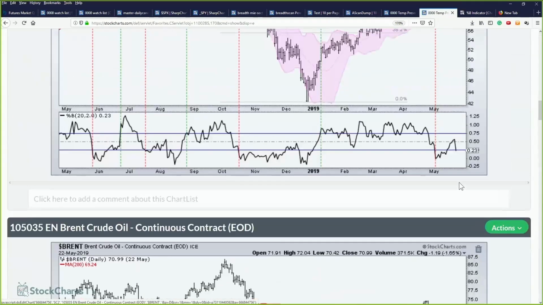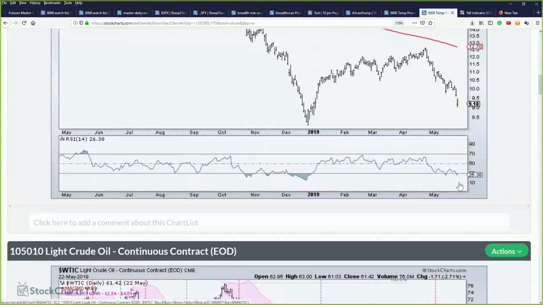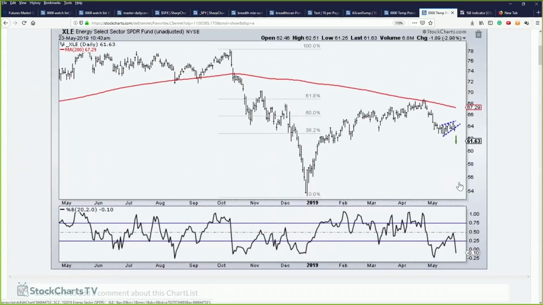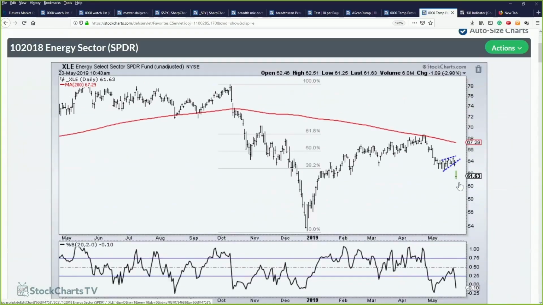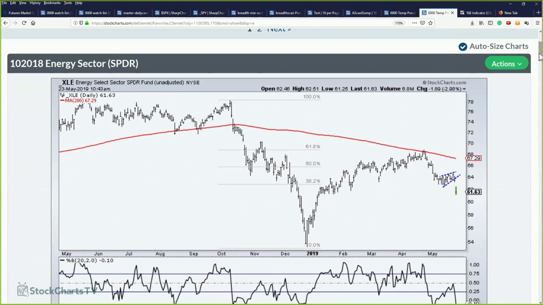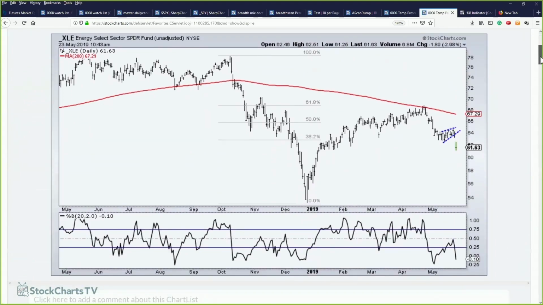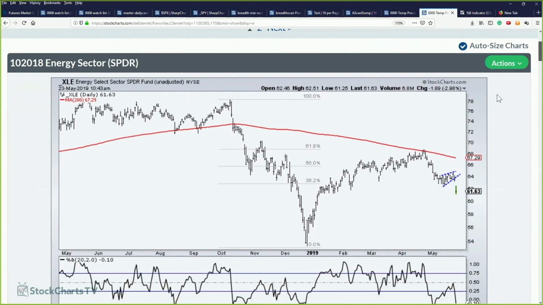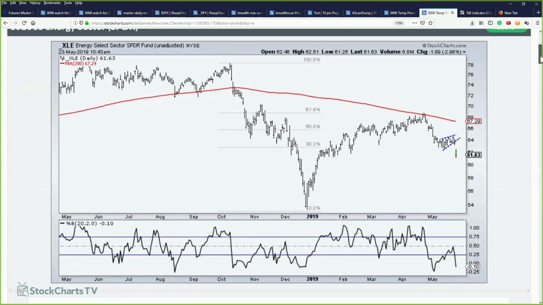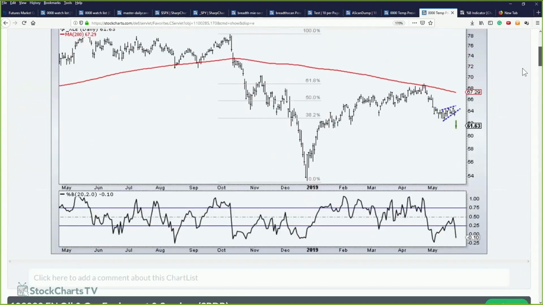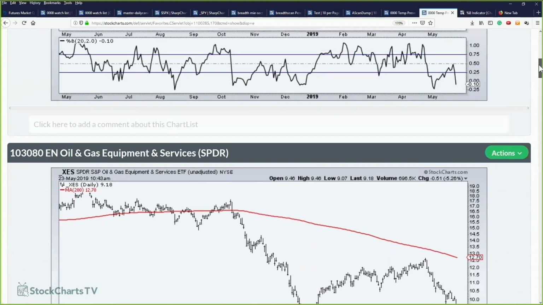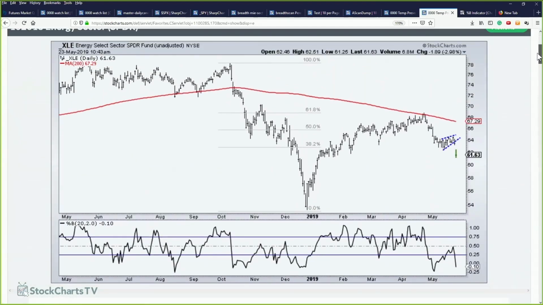And then if we go back and we look at XLE, the energy SPDR, we can see that it is below the falling 200-day moving average. In fact, it failed at the falling 200-day moving average.